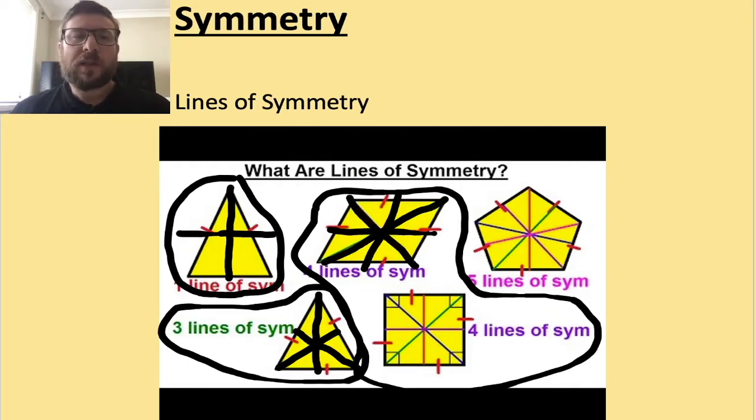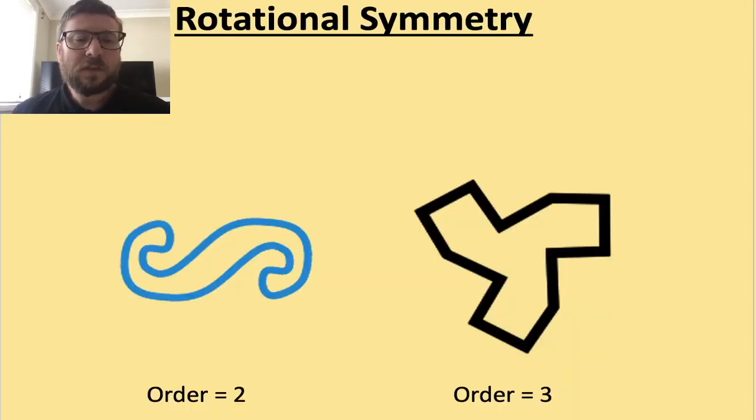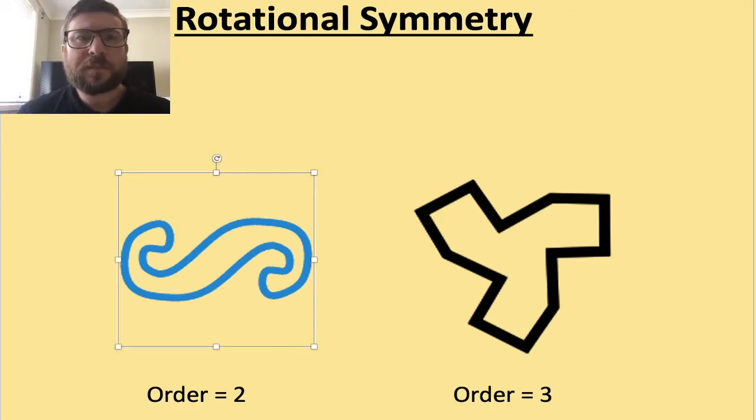Now, we've been doing lines of symmetry at school for a long time, but next up we're going to have a look at rotational symmetry, which is a little bit different. To get rotational symmetry, we actually work in orders, and orders are the amount of times that when you rotate a shape it looks the same. So let's start with our S. Our S on this side.